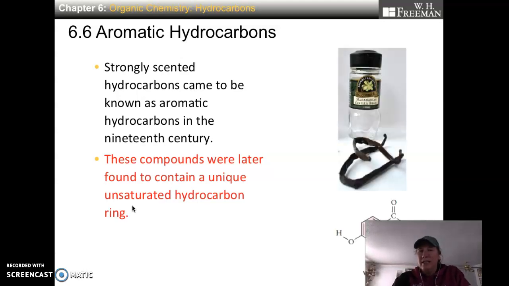Okay. Example is vanilla. Vanilla, oh shoot, you can't see it. There's a benzene ring right here and it has other things stuck on it. But vanilla is an example of a benzene ring. Okay. And I'm sorry, I'm kind of covering that up. But anyway, aromatics have benzene.